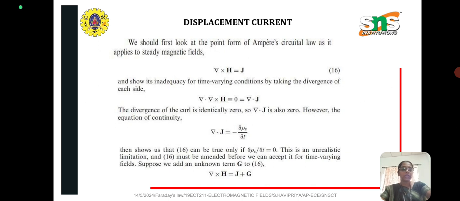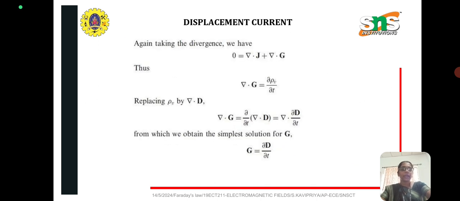From this, del cross H is equal to J plus G, where taking a divergence we get 0 is equal to del dot J plus del dot G. So del dot G is equal to ∂ρV by ∂t. So del dot G is equal to ∂ by ∂t of del dot D, which is nothing but del dot ∂D by ∂t. So from this we can get the value of G: G is equal to ∂D by ∂t.